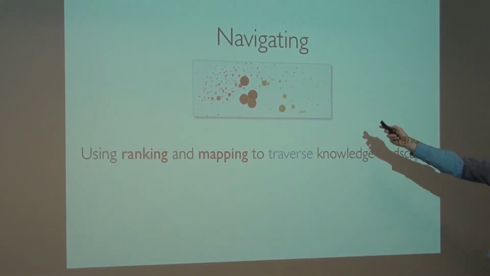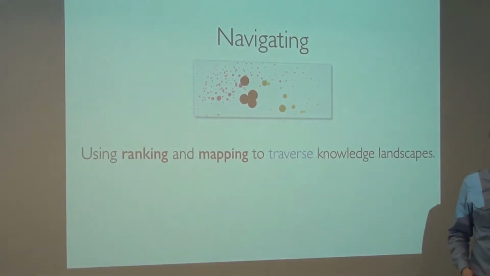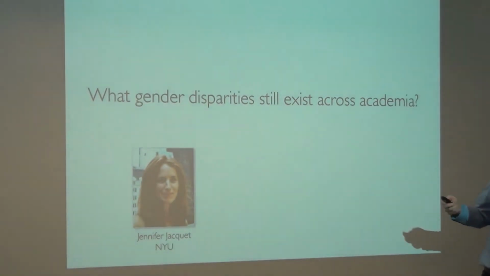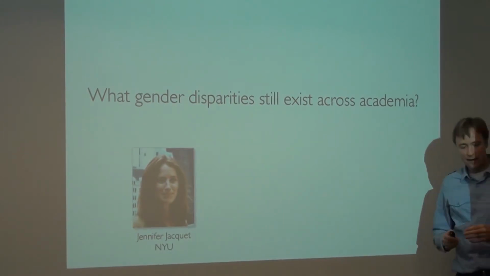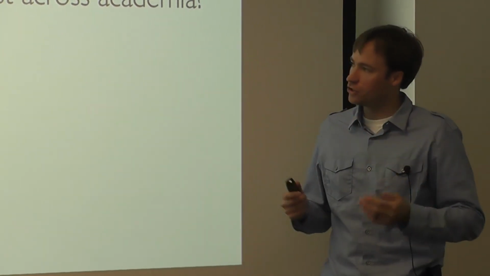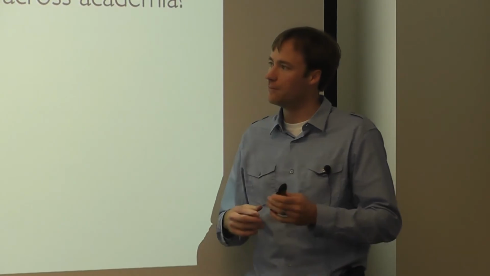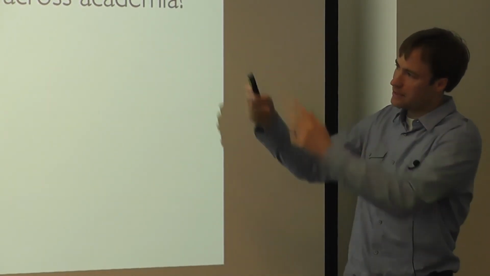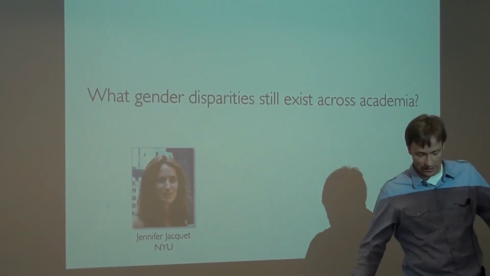But when I talk about navigating in this sense, data navigating, I'm talking about how you use the mapping to traverse these knowledge landscapes. So this was a simple question, just like the simple question I started the project with, that a colleague of mine, Jennifer Jacquette at NYU, came to me with. She had a personal story about her role as a female in scholarship, and she was just curious. She knew about our mapping tools and our data set that we were amassing. She wanted to know, can you guys answer this question? How do gender disparities still exist across academia? So I said, let's try to answer this.